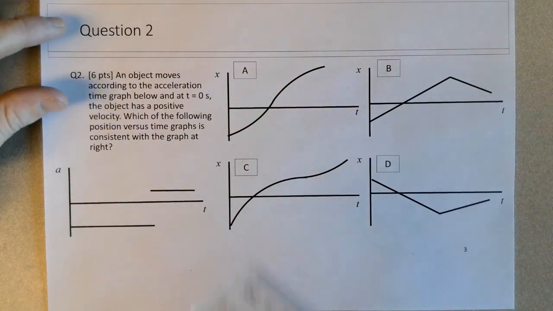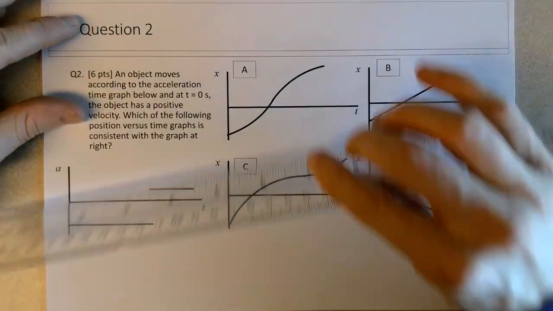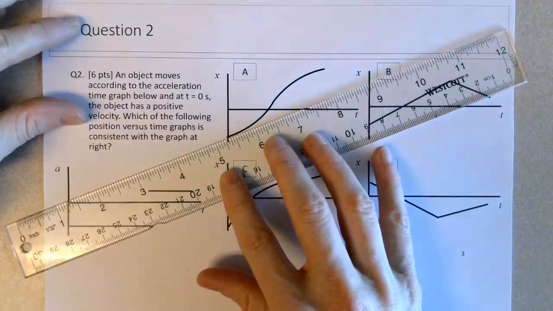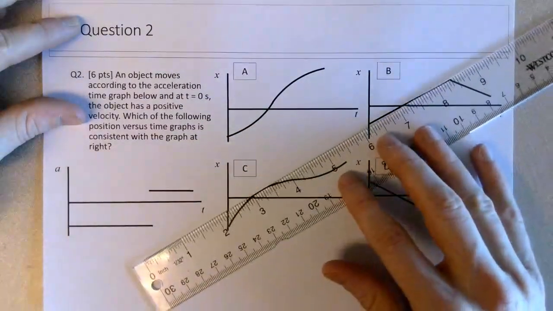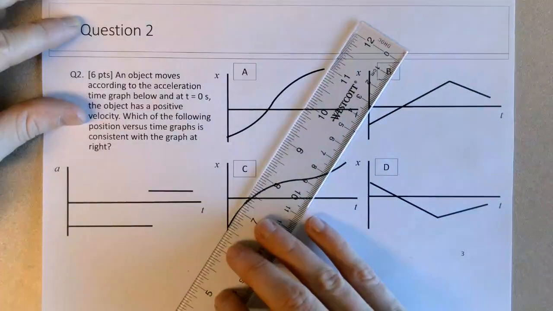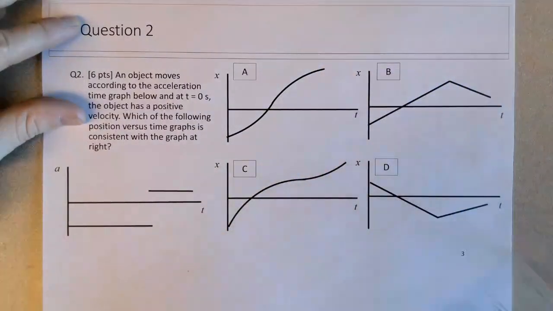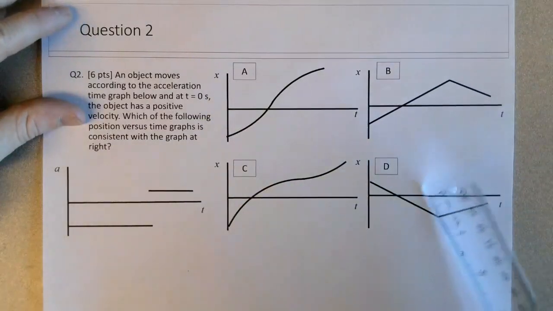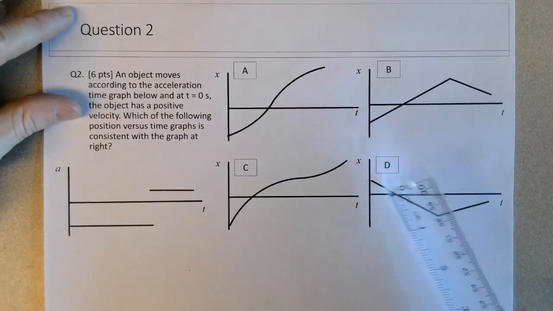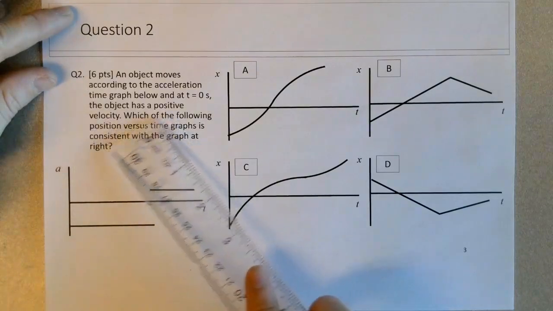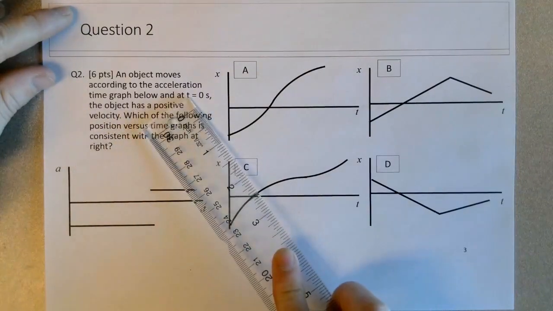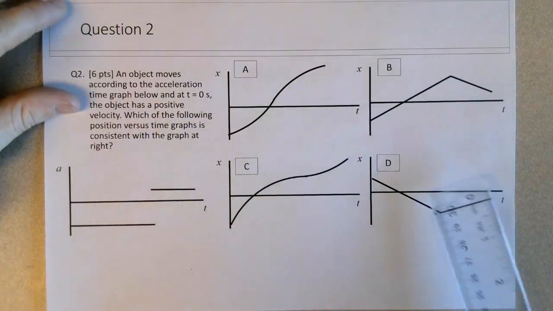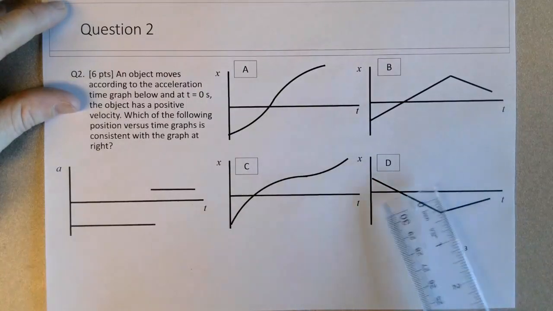So that's at least consistent with graph A. We have a positive slope here at the beginning. Graph B has a positive slope at the beginning, and graph C has a positive slope at the beginning. But graph D has a negative slope, so graph D is not consistent with the description that the object has a positive velocity at t equals 0. But graph D is in here for a different reason, which I'll explain in a second.